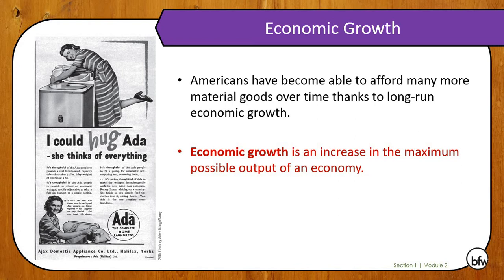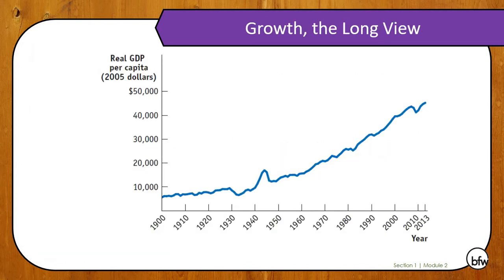All right. And as we see from this graph here, real GDP per capita, meaning per person, has increased over the long term. Since 1900 all the way to 2013, we've seen a massive increase in real GDP per capita.